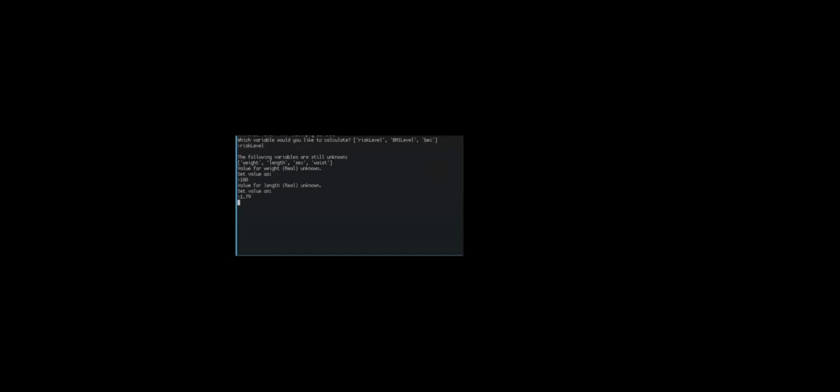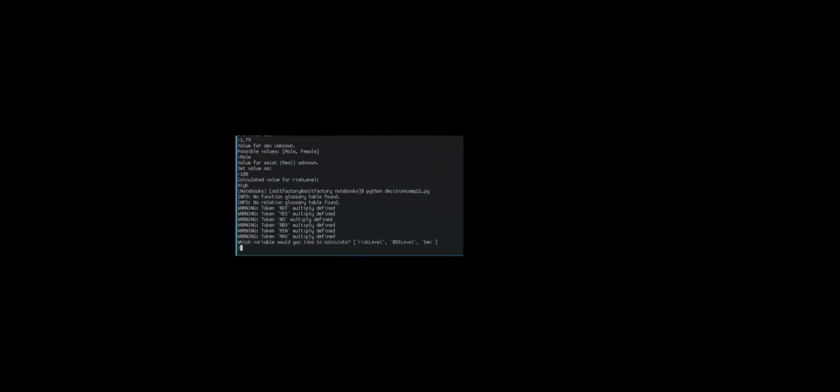So this is just some terminal output, which of course we can put in a nice interface. Like I said, it asks you what variables you want to calculate, and it lists risk level, BMI level, and BMI, because those are the 3 intermediary or top level variables. Then it tells us, if you want to calculate risk level, we need to know weight, length, sex, and waist. If we enter weight 100 kilograms, length 1.79 meters, and I'm male with a waist of 100, it will tell us risk level is high, right? So that's just basic usage.